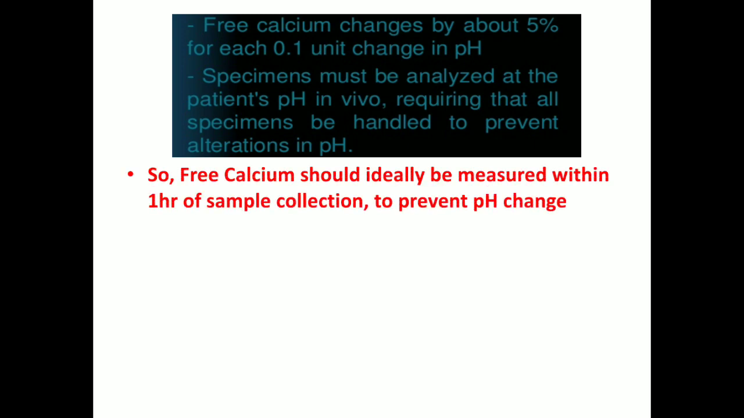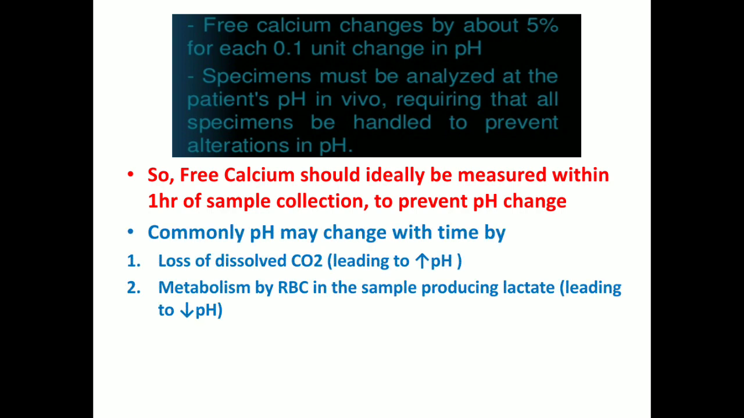So how do you do that? Ideally, if you want to measure free calcium, you have to measure within 1 hour of sample collection. So you collect the sample and within 1 hour very quickly you measure the free calcium, so that you do not allow any time for pH in the sample to change. Okay, now what are the common causes for which the pH can change?